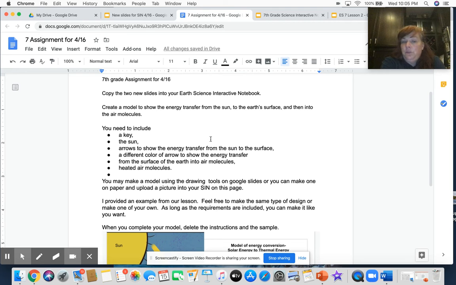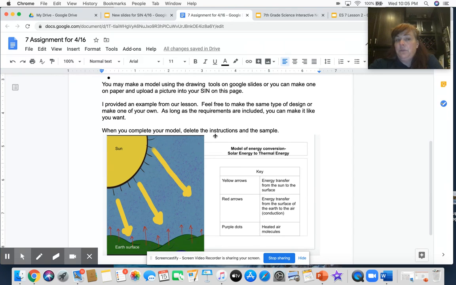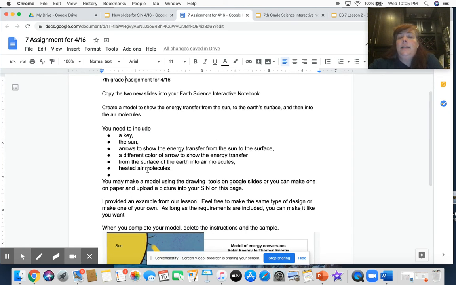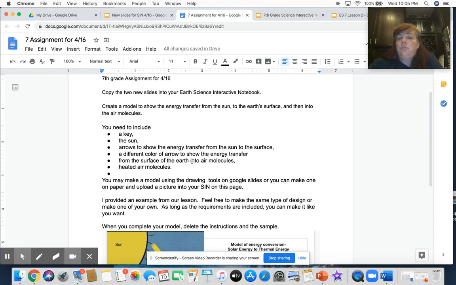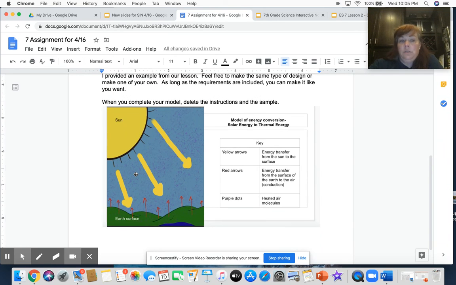You need to include the following: a key, the sun, and arrows to show the energy transfer from the sun to the surface. I use the big yellow arrows for that. Also a different color of arrow to show the energy transfer from the surface of the earth into air molecules. That's what the red arrows are. The light energy is absorbed by the earth's surface, and then it is transferred into the molecules.